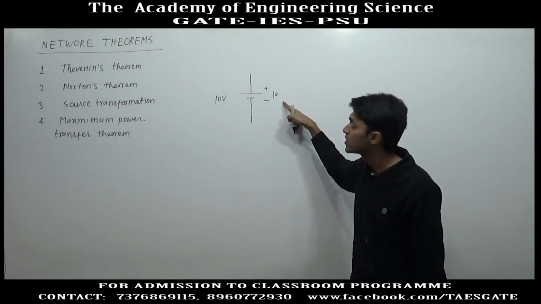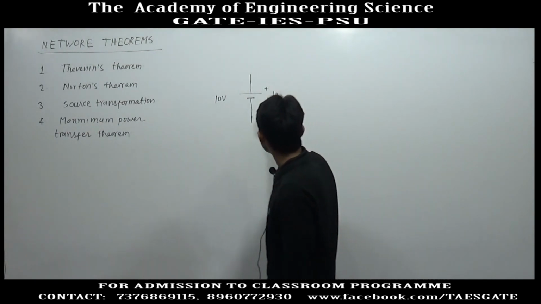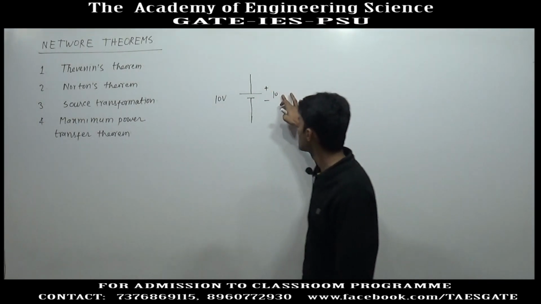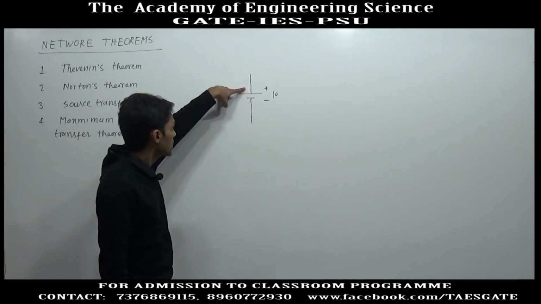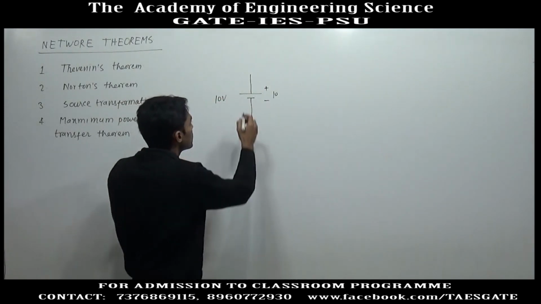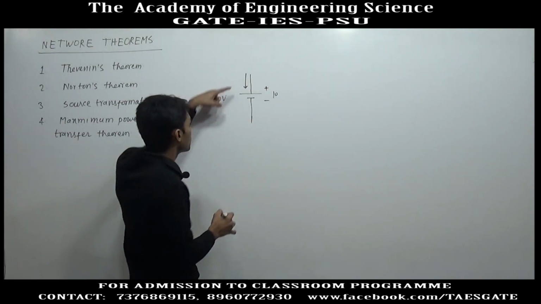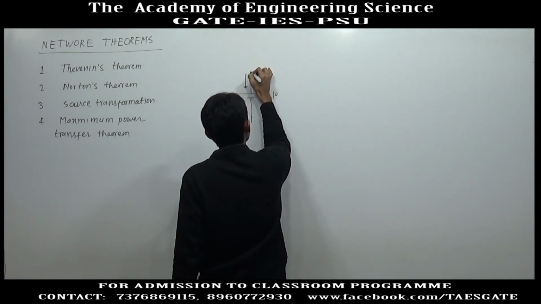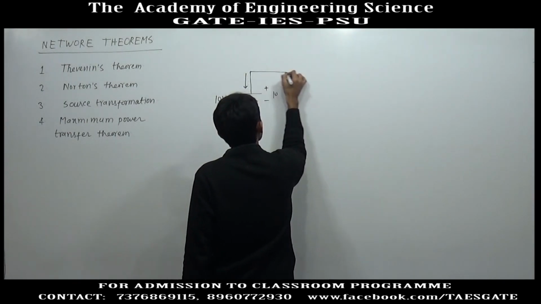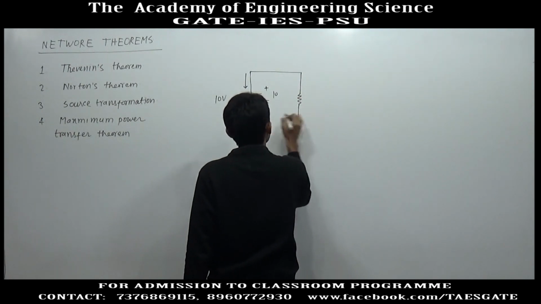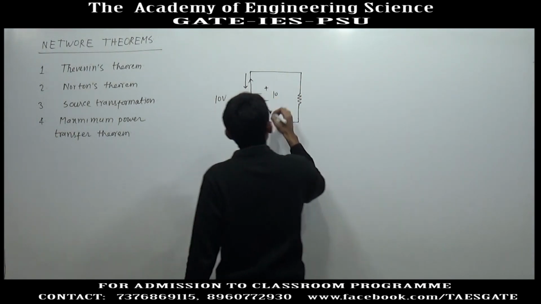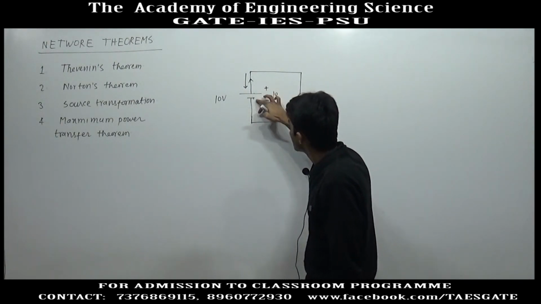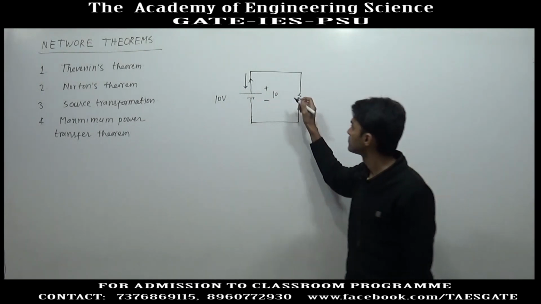While applying KVL, if we move from this negative plate to positive plate, we will just say the potential difference between this plate and this plate is 10 volt. If we are moving in this direction, the potential drop will be 10 volt. And if this is an ideal voltage source, it does not matter how much current it is supplying. The difference between the two terminals will always be 10 volt.